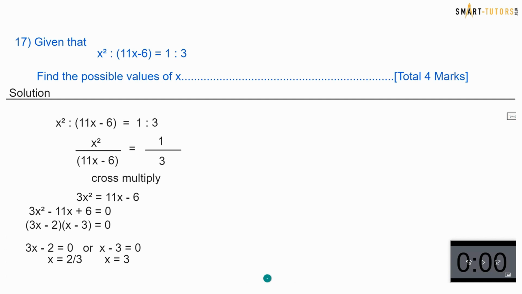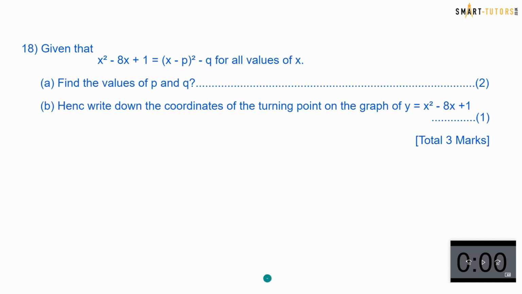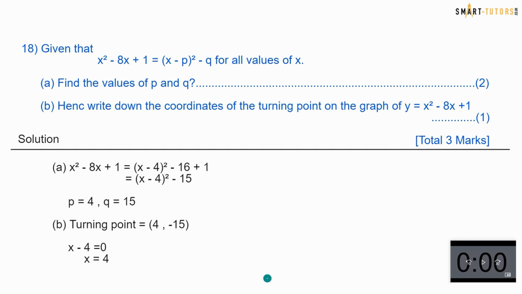Let's move on to question number 18. Given that x squared minus 8x plus 1 equals (x minus p) whole squared minus q for all values of x, find the values of p and q. Hence, write down the coordinates of the turning point on the graph y equals x squared minus 8x plus 1. It's a 1 mark question. Total is 3 marks. So the answer for question number 18 is p equals 4 and q equals 15.